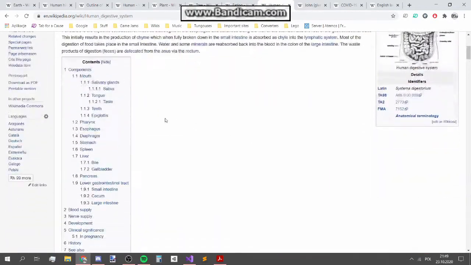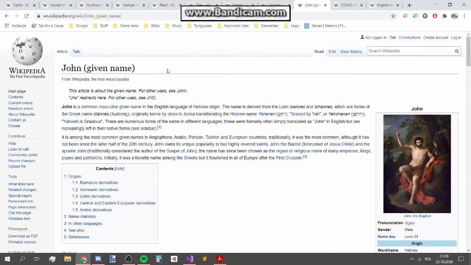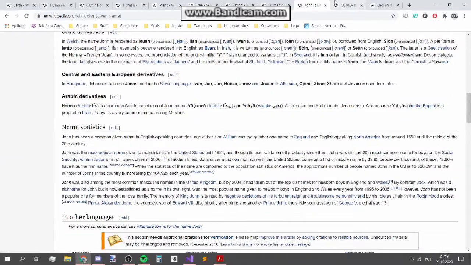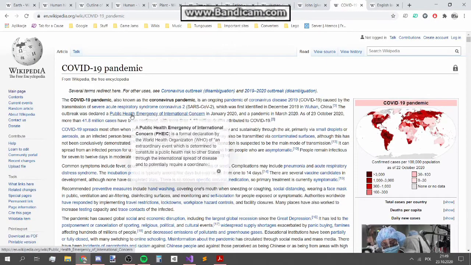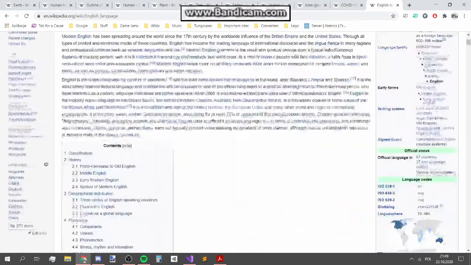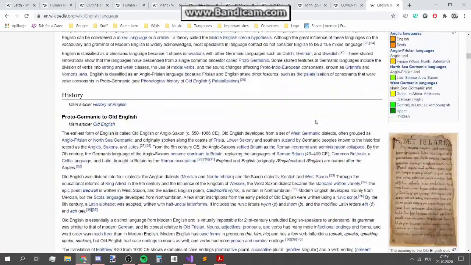Make sure you know everything about this, all of the pharynxes and esophaguses. That's actually spelled wrong, it should be spelled with an O. Then the main character of our story is named John, so make sure you know everything about all the Johns in history. The COVID-19 pandemic is actually a really important theme to study, because John Ernest Greene actually wrote this text during the pandemic. And finally, the English language, because this text is written in English, so you need to make sure you know everything about it.